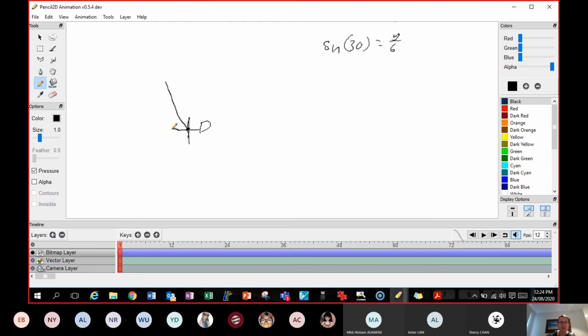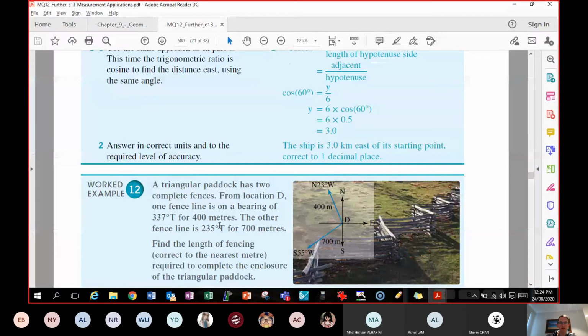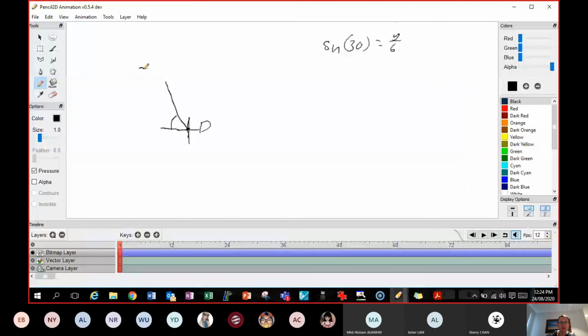I know that this angle in here is going to be what? The bearing is 337, so the angle in here is going to be 337 minus 270. That's going to be 67. And that goes for 400 meters.